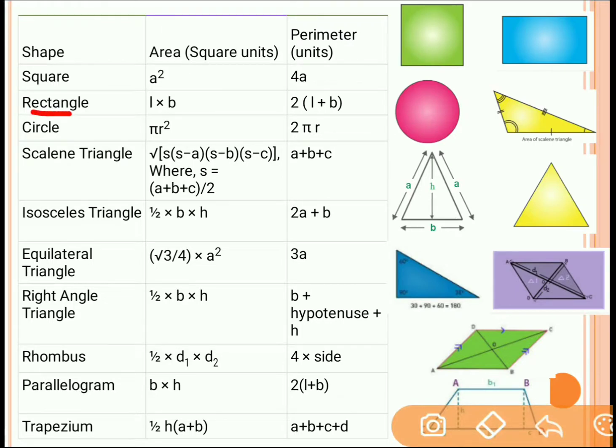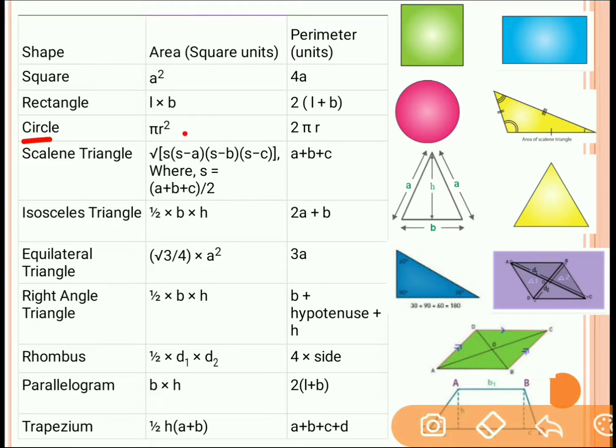Second shape is rectangle. Rectangle has length L and width B. So the area of the rectangle is length into width, and the perimeter of the rectangle will be what? It is the summation of all the sides of the rectangle. So two sides are of length L and two sides are of length B. So the total perimeter will be B plus L plus B plus L, and that will be equal to 2 times L plus B.